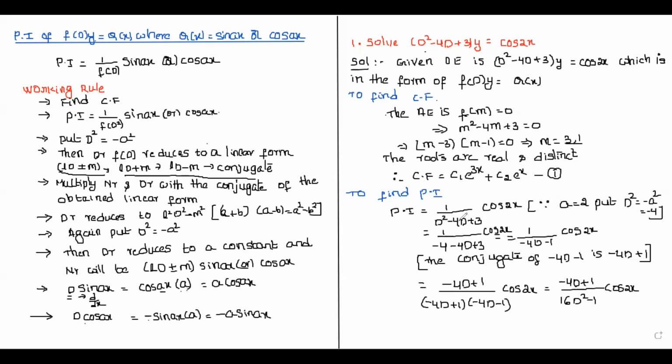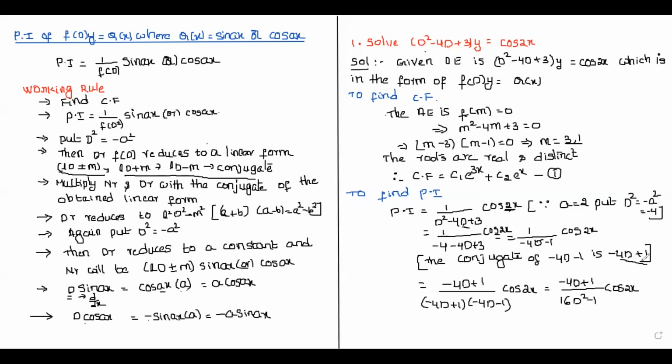which is nothing but 1 by D squared minus 4D plus 3 into cos 2x. First of all, we have to observe the coefficient of x in the trigonometric function cos or sin. Since a is equal to 2, you have to substitute your D squared by minus a squared, which is nothing but minus 4. D should not be touched; D should be kept as it is. Then 1 by minus 4 minus 4D plus 3 into cos 2x, which is equal to 1 by minus 4D minus 1 into cos 2x. Now we have to find the conjugate for this minus 4D minus 1. The conjugate for minus 4D minus 1 is minus 4D plus 1.